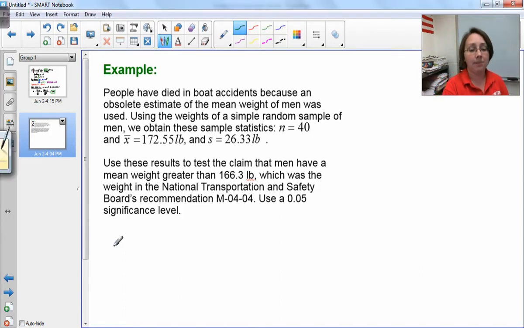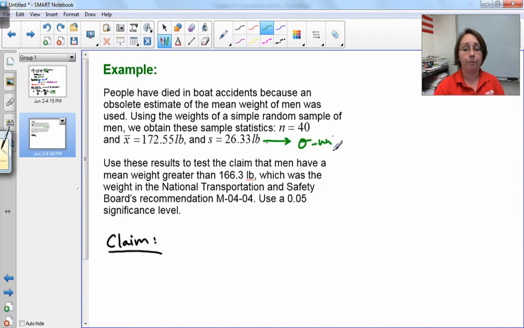First step in a hypothesis test is always to write your claim. So let's read the question and find our claim. People have died in boat accidents because an obsolete estimate of the mean weight of men was used. Using the weights of a simple random sample of men, we obtain these sample statistics. n equals 40, and x bar equals that value, and s. Got them all. These are all sample data values. Notice we have s. What does that mean? Well, unless we see it somewhere else, that means sigma is unknown.